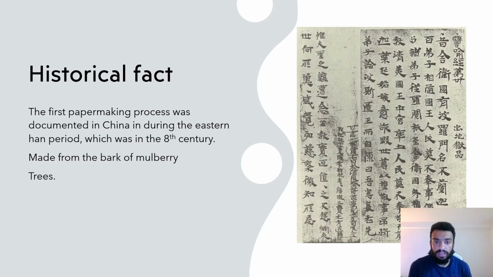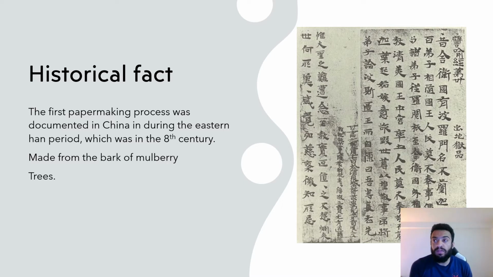So historical facts about paper. The first paper making process was documented in China during the Eastern Han period, which was in the 8th century. That was made from the bark of a mulberry tree. This bark fiber was broken and pounded into a sheet.